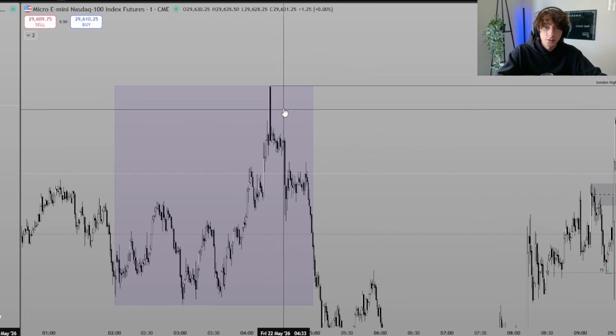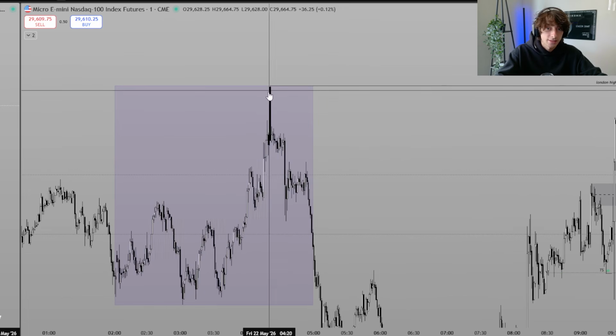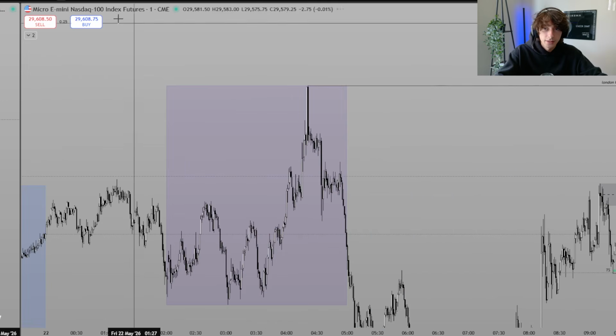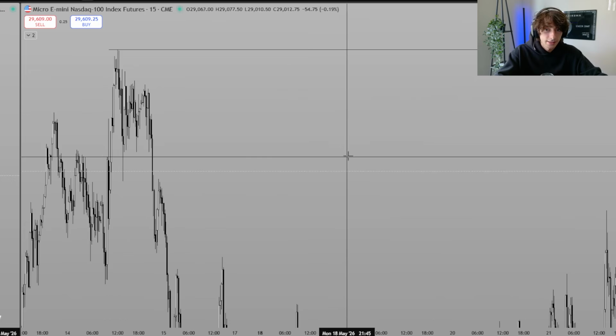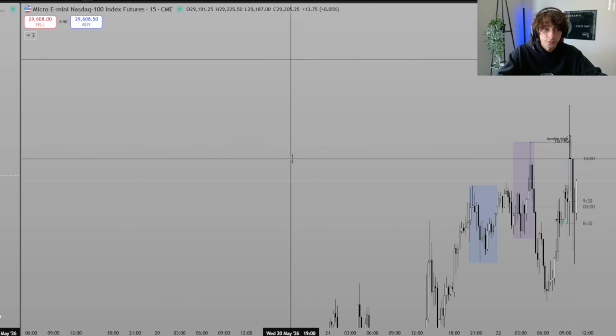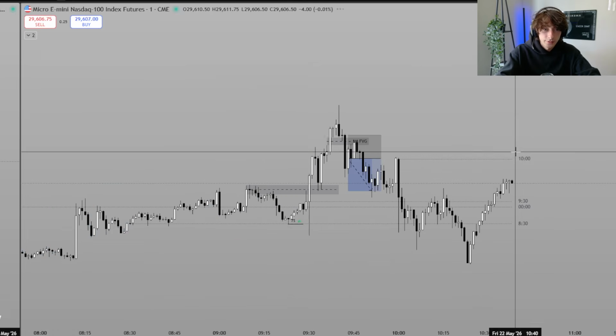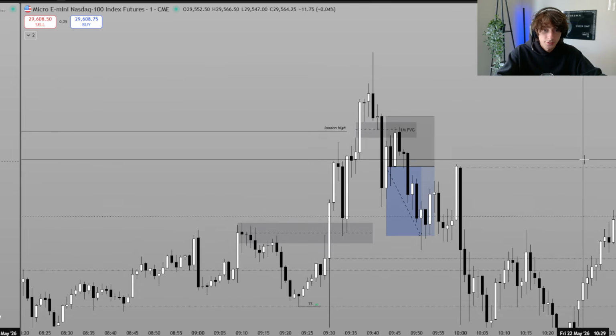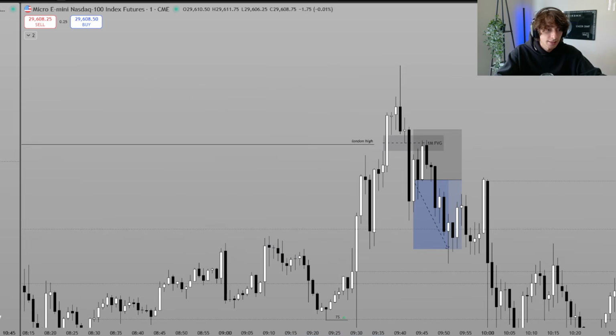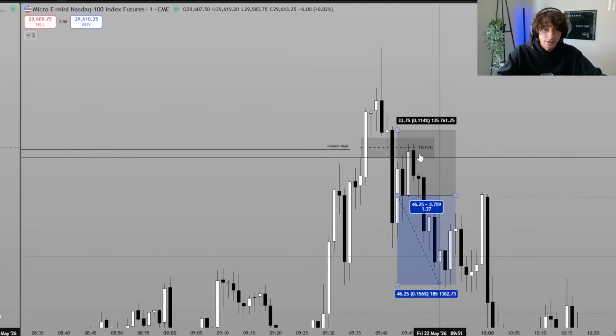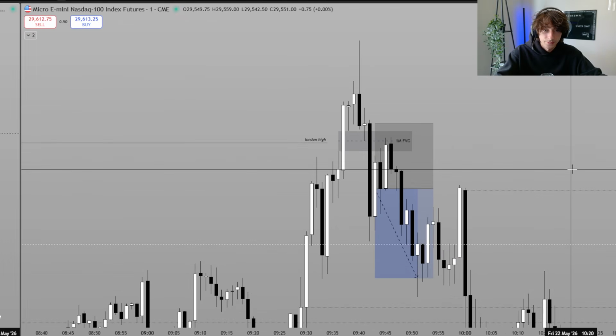And the next draw on liquidity was these London highs up here. Okay. There was nothing past the London highs except these draws on liquidity up here. So what do we end up doing? We ended up sweeping out those London highs during the permitted time that I like to trade. And then we started to displace lower.